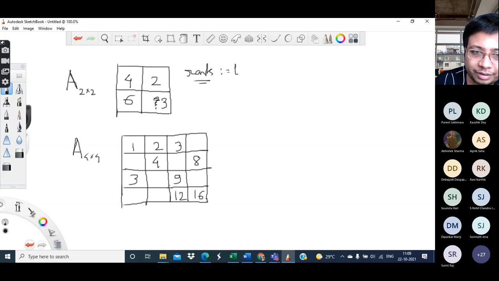What about determinant? Can we find the missing values if we know the determinant of this matrix?